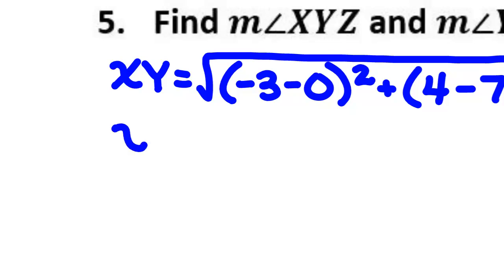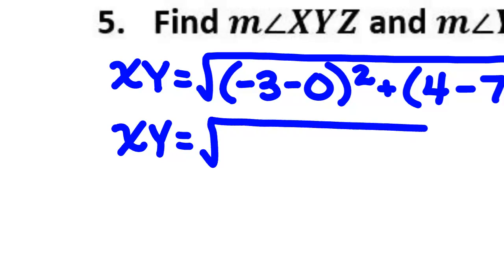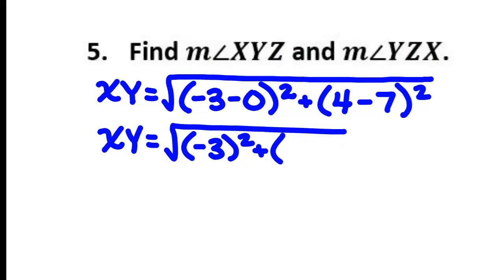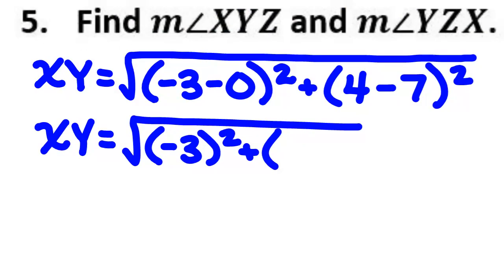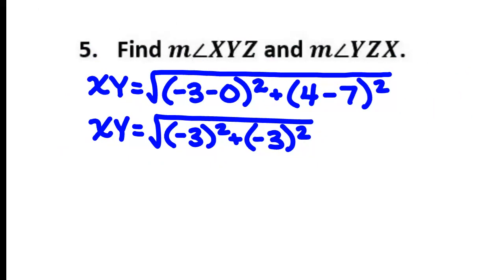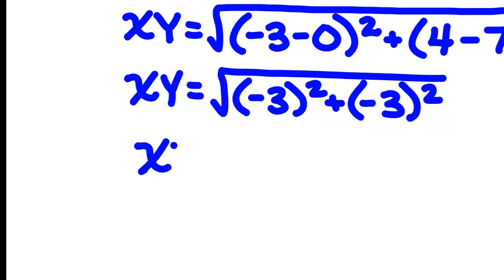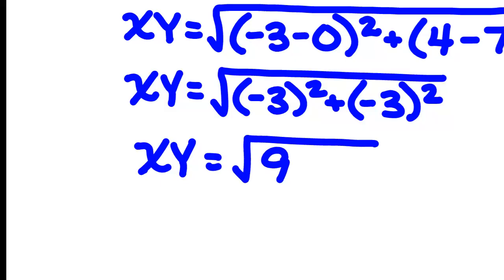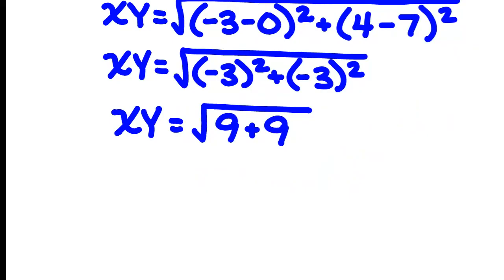What is -3 minus 0? -3. So I have -3 squared plus, what is 4 minus 7? -3. So I have -3 squared and -3 squared. What is -3 squared? +9. So I have the square root of 9 plus 9, or that would be the square root of 18.